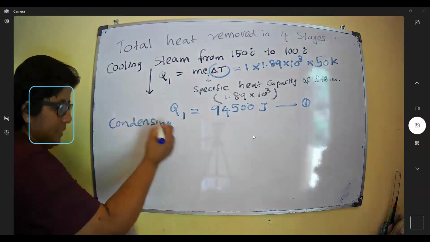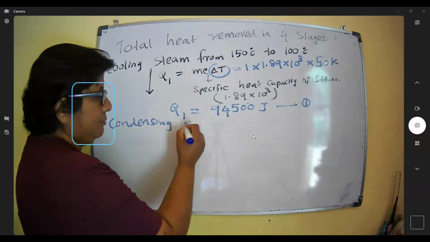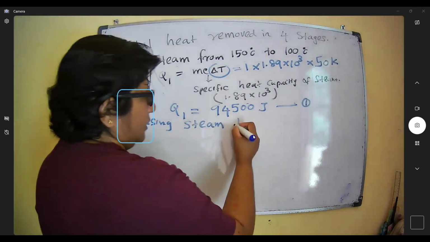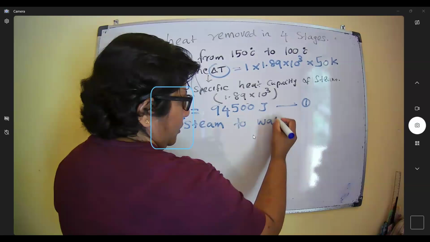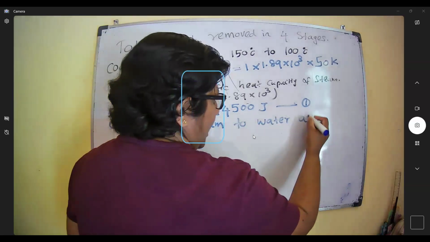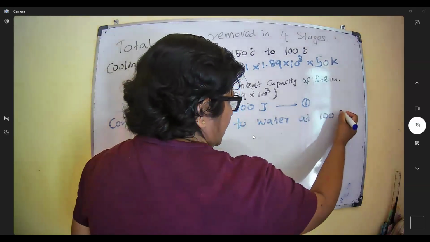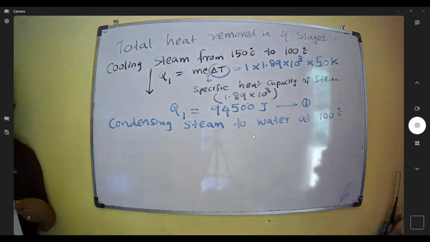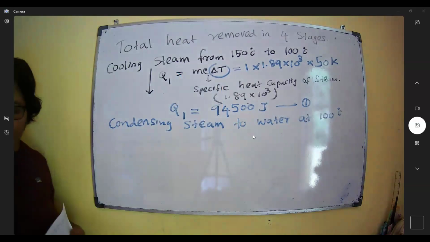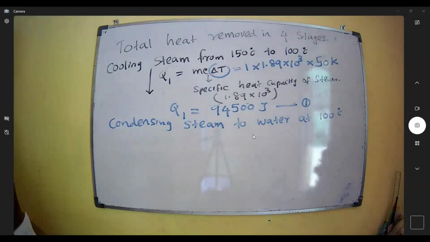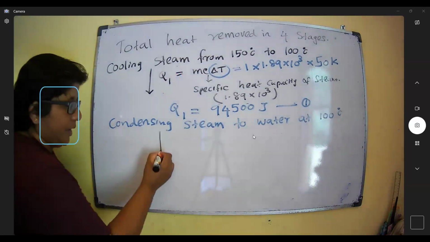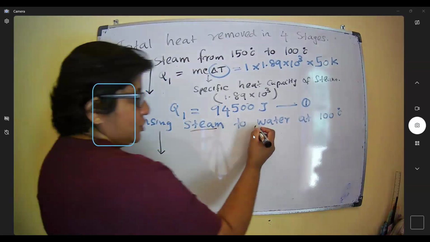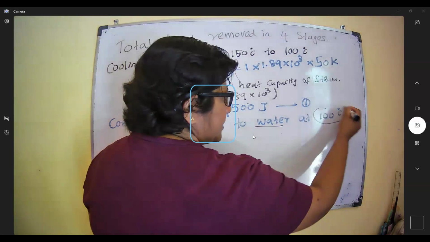Condensation is happening. Condensing steam to water at 100 Celsius. Right? Condensing steam to water at 100 Celsius. Then you can see steam changing to water at 100 Celsius.